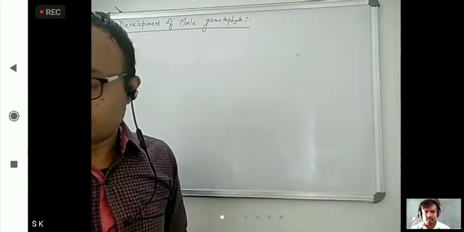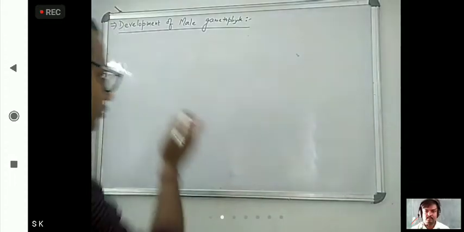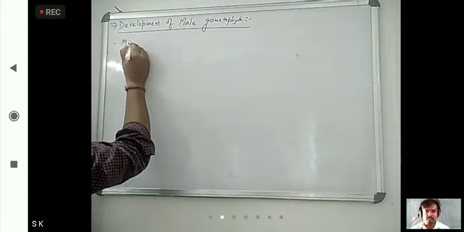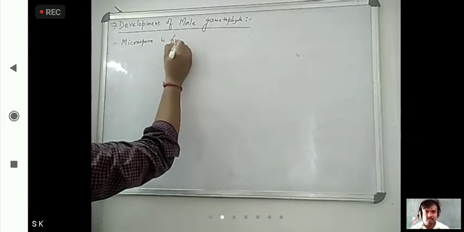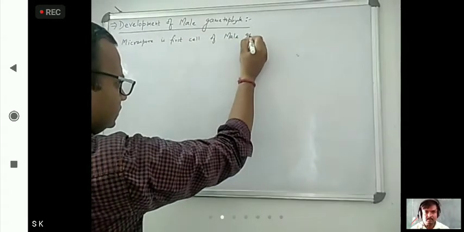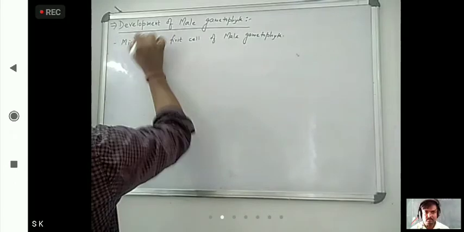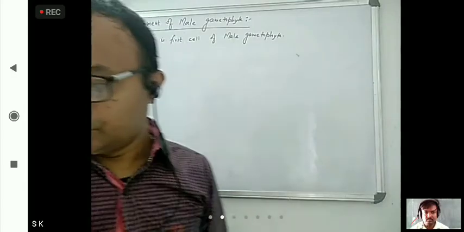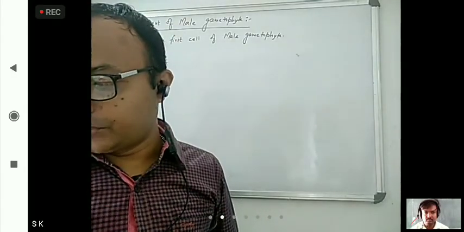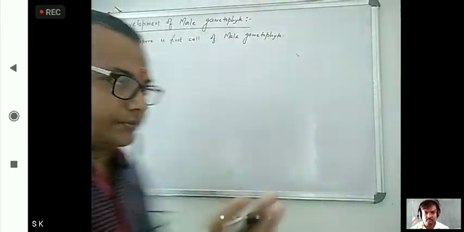As we know, yesterday we already learned that the microspore is the first cell of the male gametophyte. This line is important. If a question asks which is the first cell of the male gametophyte, that is the microspore. Now, germination of microspore starts when it is present in microsporangia.